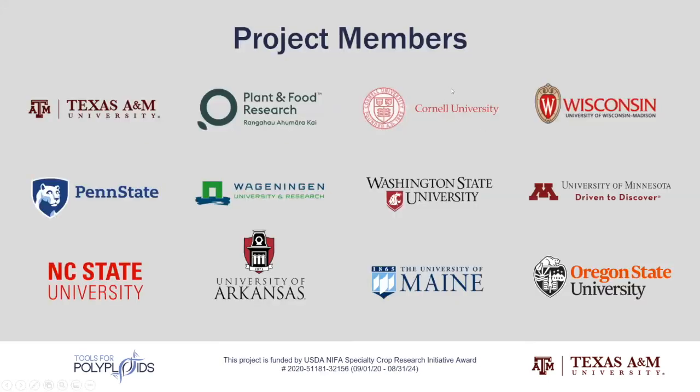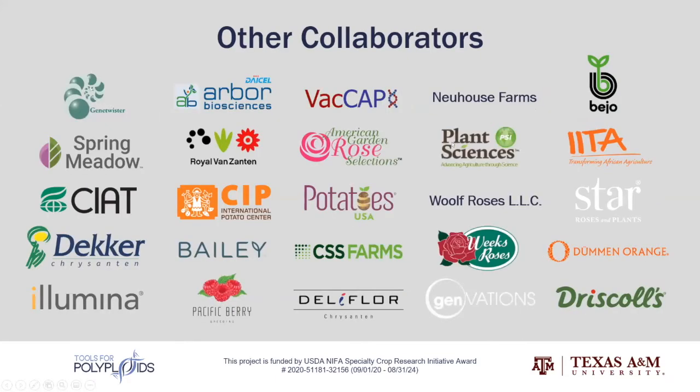Now, we have a lot of partners here. Of course, we have mainly university partners in the US, but we also have partners in New Zealand, the Plant and Food Research, and in the Netherlands, Wageningen. So we have a lot of really good collaborations going on. Beyond this, we have partners commercially and in the public international sphere.